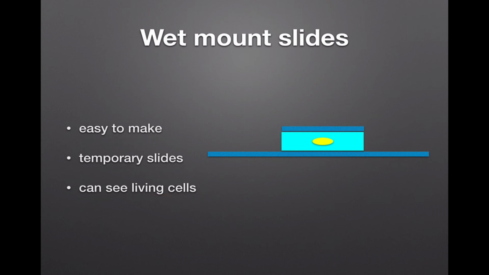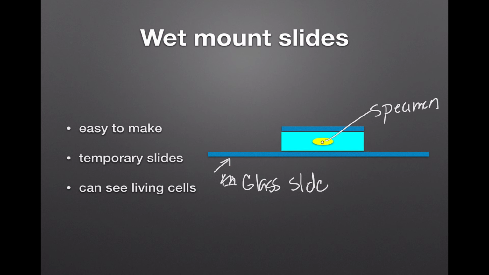Wet mount slides have some basic parts. You have a bigger glass slide. This is a glass slide. You're going to put your specimen, which you're going to look at, on top of the glass slide, and you're going to put a drop of water on it. This light blue here represents water. And then on top of it, you're going to put a cover slip.